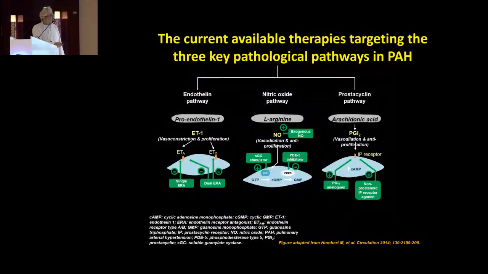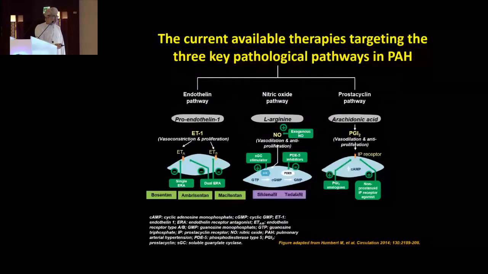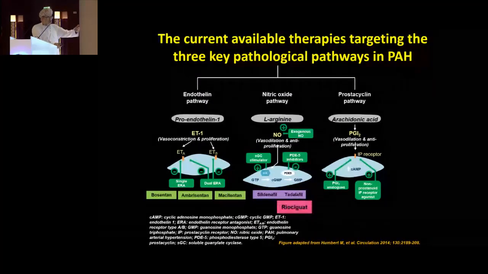We have endothelin pathways, we have nitric oxide, and we have prostacyclin pathways. Under each, we have drugs approved by the FDA. We have bosentan, ambrisentan, and macitentan in this. And with regard to the nitric oxide pathway, we have sildenafil, tadalafil, and in 2014, riociguat, which works a little bit differently, but it is the same line.